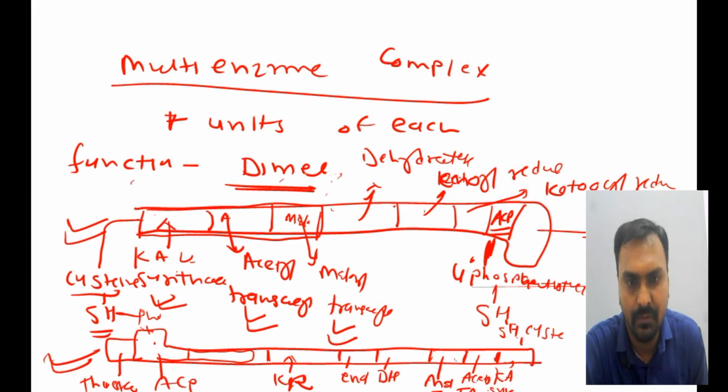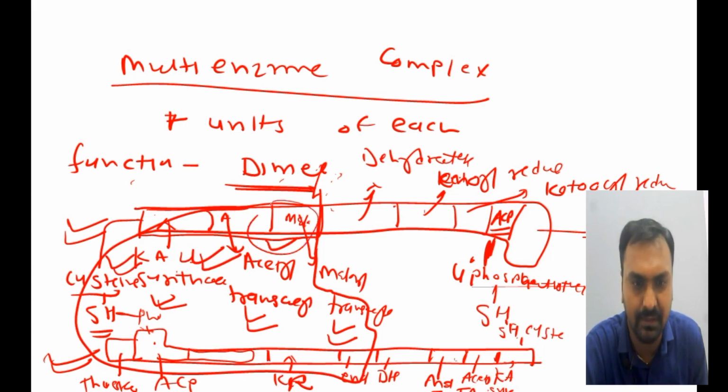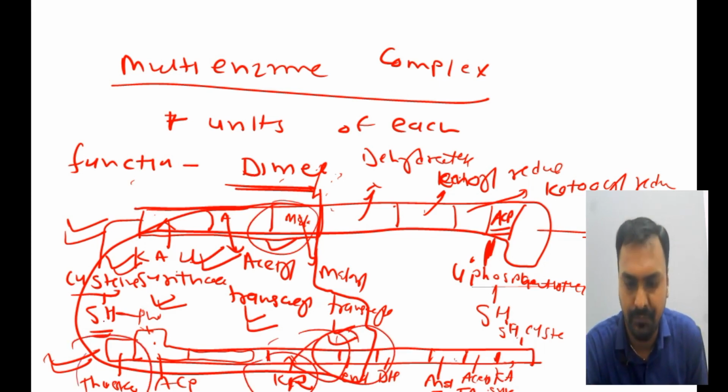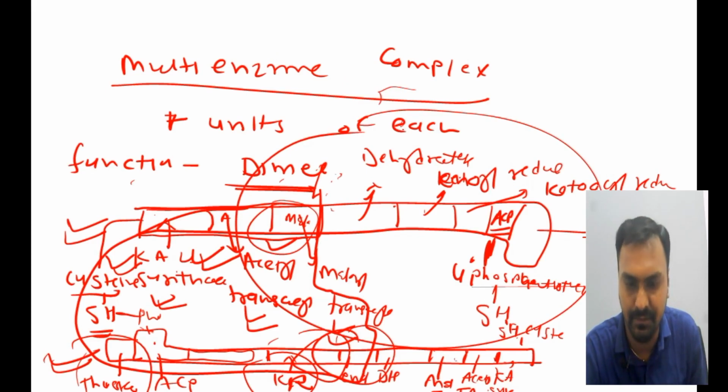This is the dimer. So if we break this down into 2, then this is 1 unit, which contains ketoacyl synthase, acetyl transacylase, malonyl transacylase, dehydratase, enoyl reductase, ketoacyl reductase, and thioesterase. Okay, so if we divide this dimer into 1 unit and take only this unit, we will see how it will be written.